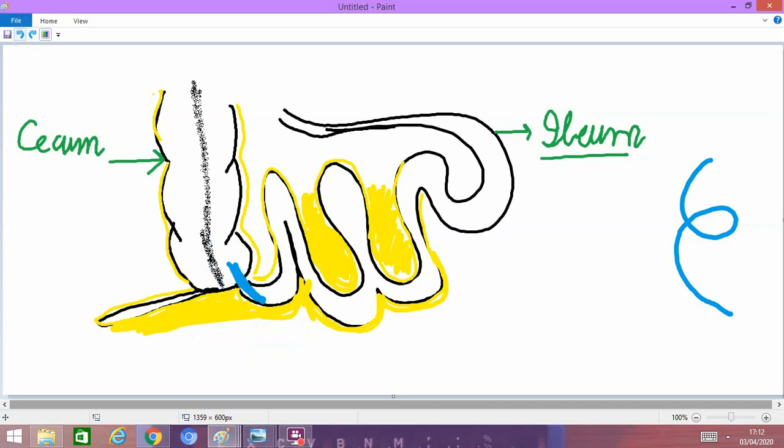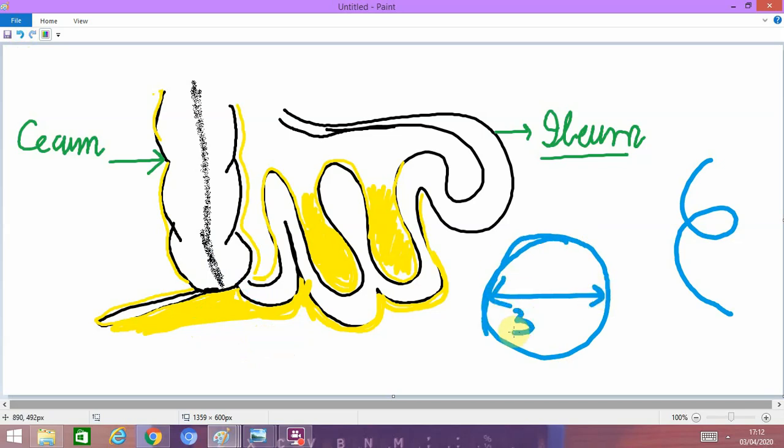So, if we're talking about the dimensions here, let's talk about the dimension of the appendix itself. The lumen of the appendix is about 5 centimeter instead, and the length of appendix is from 5 to 15 centimeter, and some books write that 7.5 is the average length of an appendix.